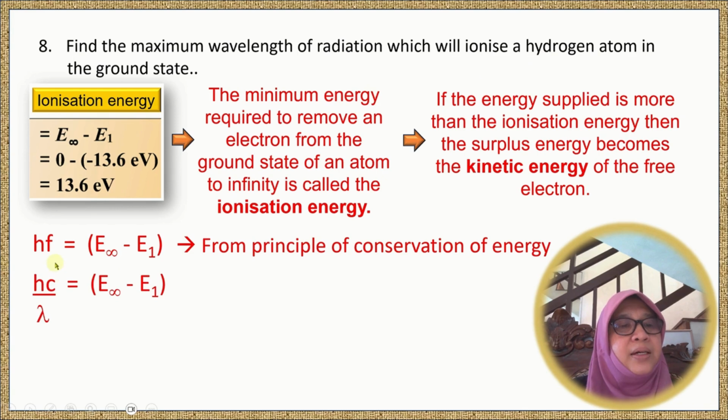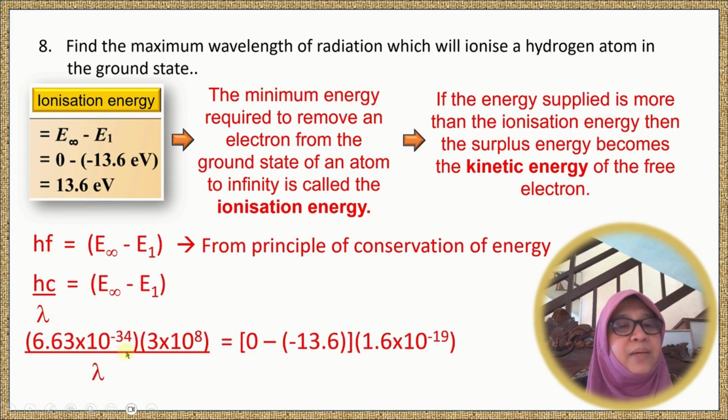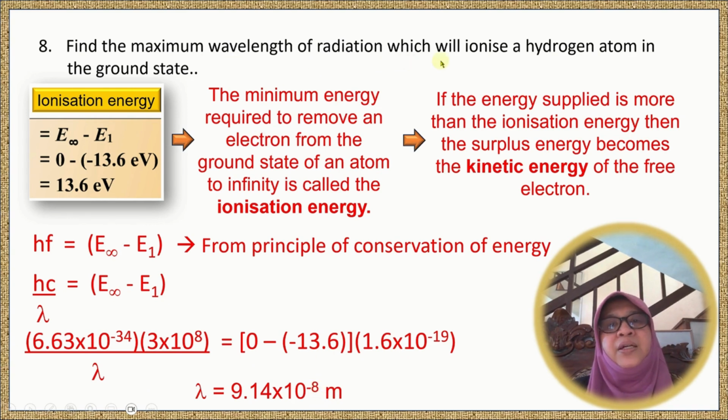Okay, next we substitute f equals c over lambda. Planck constant, c is the speed of light, E infinity is 0 minus negative 13.6, and convert to joule by multiplying by 1.6 times 10 to the power of negative 19. So the answer for the wavelength is 9.14 times 10 to the power of negative 8 meter. So this is the maximum wavelength of the radiation which will ionize a hydrogen atom in the ground state.